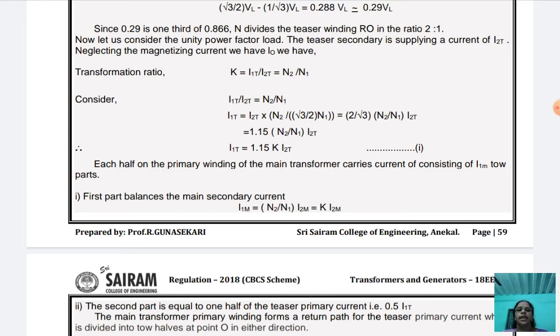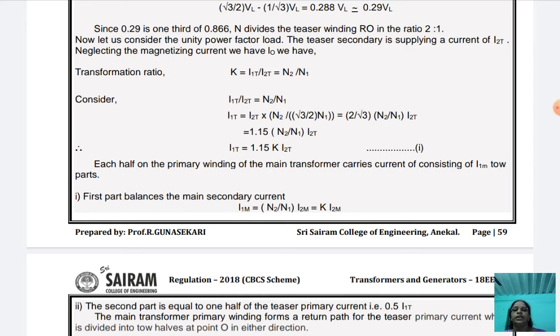So I1T, you can substitute in this equation, and finally we get I1T is equal to 1.15 K into I2T only, because I2T into root 3 by 2 into N1. As I already told, the primary winding of the main transformer is divided into parts, that is root 3 by 2 N1 turns.